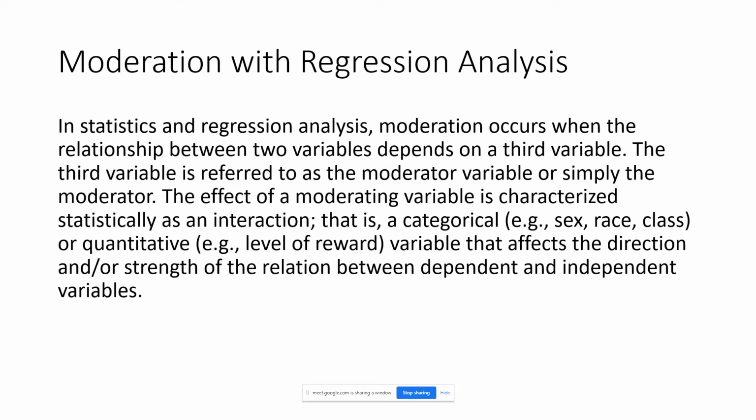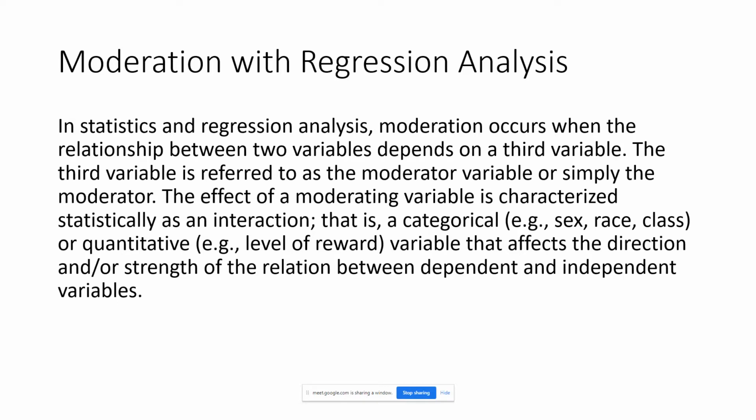Moderation with regression analysis. In statistics and regression analysis, moderation occurs when the relationship between two variables depends on a third variable. The third variable is referred to as the moderator variable or simply the moderator. The effect of the moderating variable is characterized statistically as the interaction, that is, a categorical or quantitative variable that affects the direction and/or the strength of the relation between the dependent and independent variable.